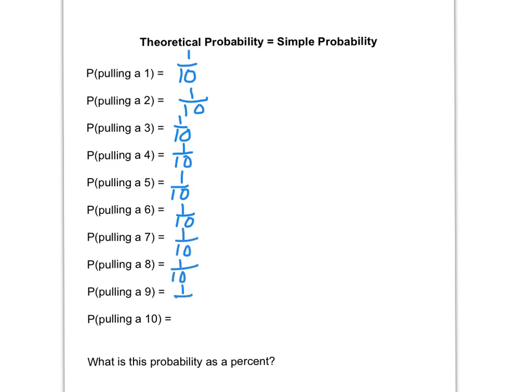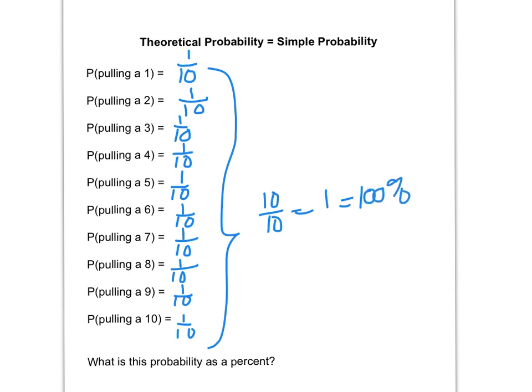1 out of 10. Now, if we add up all of these fractions, 1/10 plus 1/10 plus 1/10 plus 1/10 and so on, we would get 10 tenths, which is equal to 1, which is also 100%. Now, if I want to know what the probability is as a decimal, 1/10 is equal to 0.1, and as a percent, it would be 10%. So there is a 10% chance of pulling a 1, a 10% chance of pulling a 2, 10% for 3, and so on down the line.